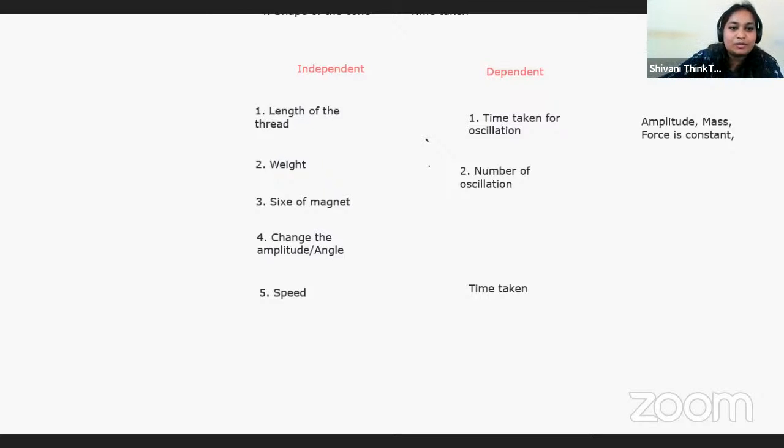Yes. So this was only for the weight. Can anyone say what else can be independent? Ma'am, the object used, like the magnet, it can be replaced by any other object also. Yes, correct. You can change the material.